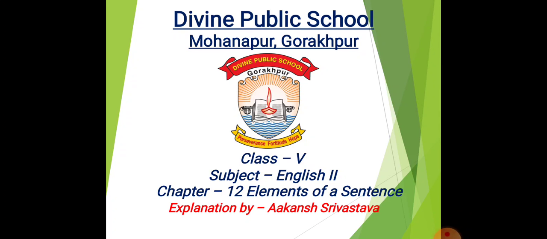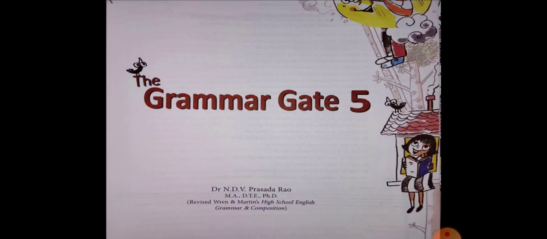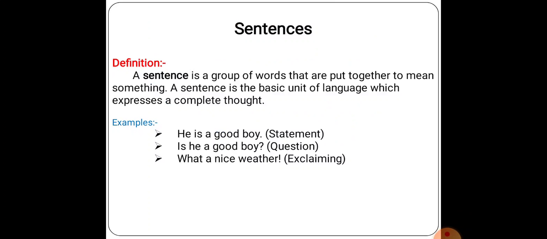Students, today we are going to start chapter number 12 from our grammar book, and the name of the chapter is Elements of a Sentence. Students, a sentence is a group of words that are put together to mean something. In other words, a sentence is the basic unit of language which expresses a complete thought. It simply means that a sentence is a group of words which makes complete sense, which makes the group of words sensible.